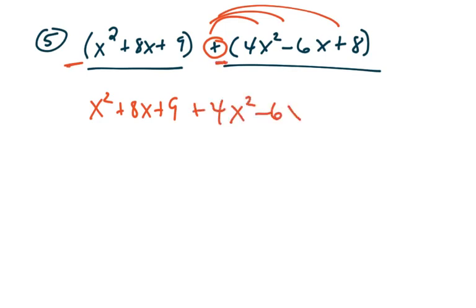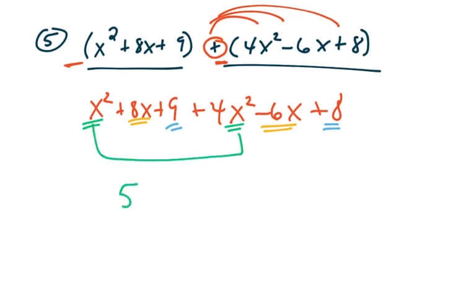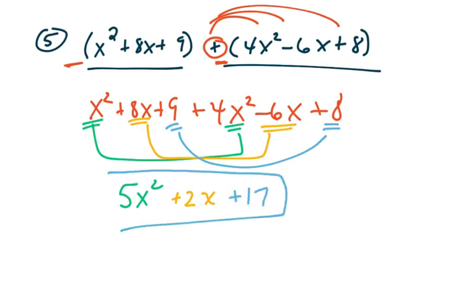So now you look for like terms. Remember, like terms have to do with the powers. This is a power of 2, this is a power of x to the 1, and this is your constant. So those are the ones that you combine. Let's do the x squared terms first. That's 5x squared. Now let's do the x to the 1 power. That's 8 minus 6, so that's a positive 2. And then let's do the constants. 9 plus 8, that's 17. And that's your answer.